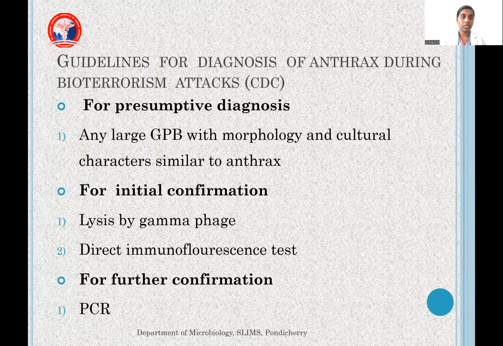The CDC has given some guidelines for diagnosis of anthrax at the time of bioterrorism attacks. For presumptive diagnosis during a bioterrorism attack, if you are seeing large gram-positive bacilli with morphology and cultural features similar to anthrax, you can presumptively say that it may be Bacillus anthracis. And we have to confirm. For initial confirmation, we do the direct immunofluorescence test or lysis by gamma phage, and the final confirmation is done by PCR. So these are the guidelines given by CDC for diagnosis during bioterrorism attacks.